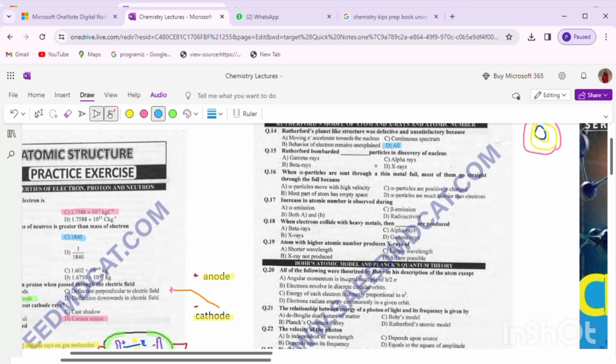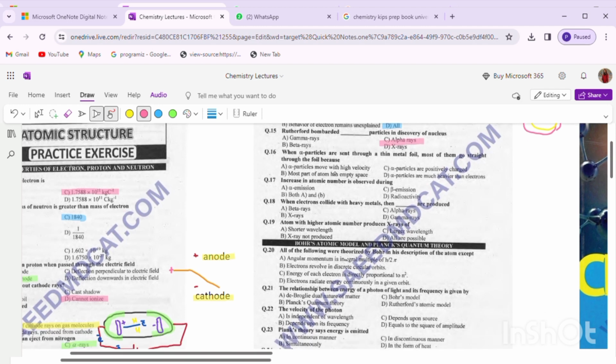Rutherford bombarded dash particles in the discovery of the nucleus. He used alpha particles in the discovery of the nucleus, right? 16. When alpha particles are sent through a thin metal foil, most of them go straight through the foil because most of the part of an atom is empty. This is the reason they pass through the metal foil, right?